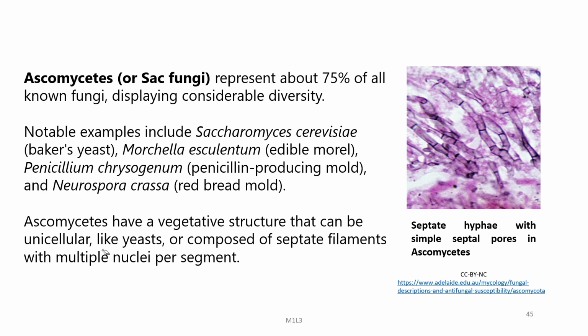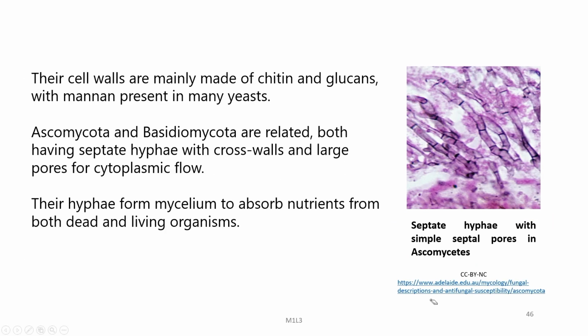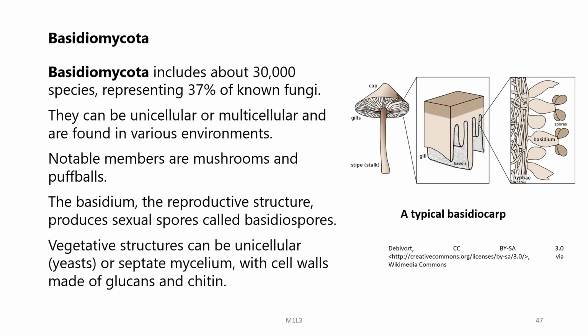Ascomycetes have a vegetative structure that can be unicellular like yeasts or composed of septate filaments with multiple nuclei per segment. So, here we see the example of a septate hyphae with simple septal pores in Ascomycetes. The cell walls of Ascomycetes are mainly made of chitin and glucans, with mannans present in many yeasts. Ascomycota and Basidiomycota are related, both having septate hyphae with cross walls and large pores for cytoplasmic flow. Their hyphae form mycelium to absorb nutrients from both dead and living organisms.